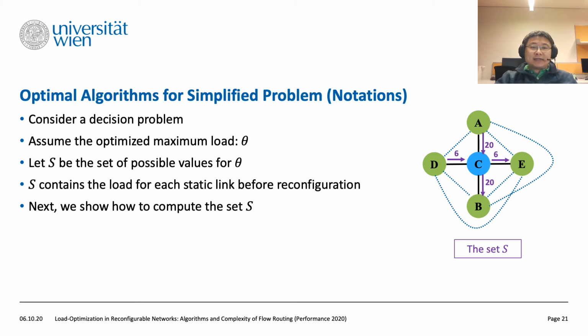We will consider the same problem. Let's assume the minimized max load is theta, and we use the set S to store all the possible values for theta. Of course, before the configuration, the load on each static link will be in S, because each of them can be our final theta. So next, we will first compute the set S.